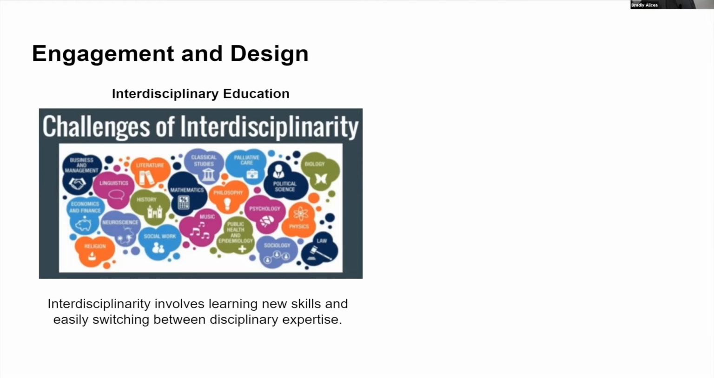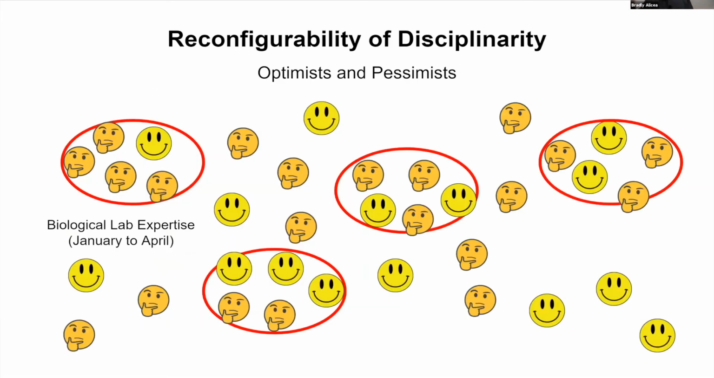And of course, we use this to build this open source campus vision, but we also use this in terms of education and bringing people new educational opportunities. And so one way we do this in the open source community is this reconfigurability of disciplinarity. And I like to think of this in terms of optimists and pessimists. Some people think that this is impossible, and some people think this is great. But they all have these little faces of expertise.